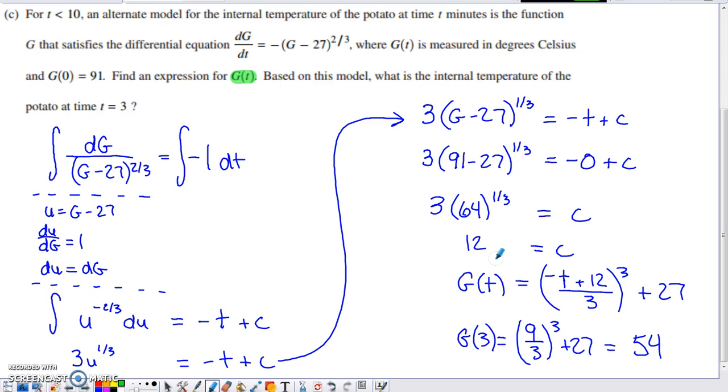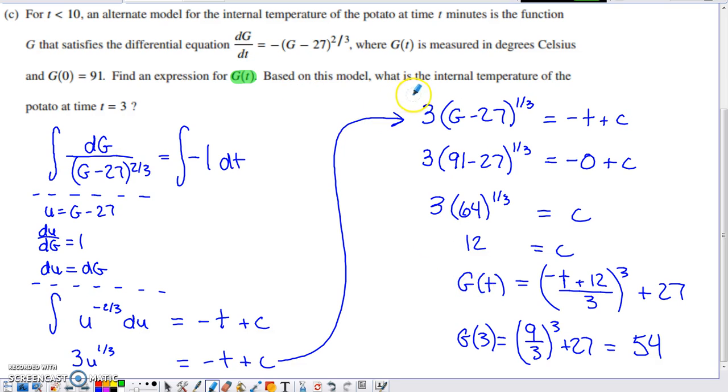I didn't really show these steps. I did the concluding steps all at once and pretty much in my head just because I was running out of space on the screen here. But if I put a 12 right here in place of c and I want to get g by itself, I'm going to have to undo this multiplication. So I divided negative t plus 12 by 3, and then I'm going to have to undo this power. So to undo a 1/3 power, I can raise to the third power, right? You undo a cube root with a cube. So I have that fraction being cubed now, and then I just had to undo that minus 27, add the 27 to the other side. There's my function g of t.